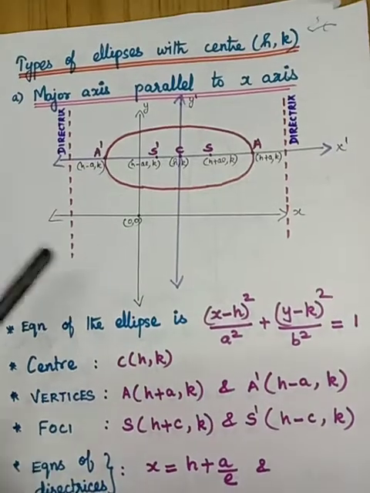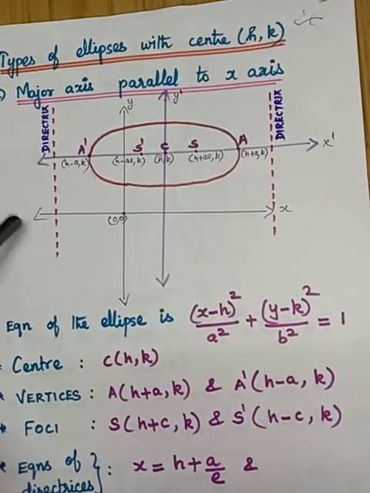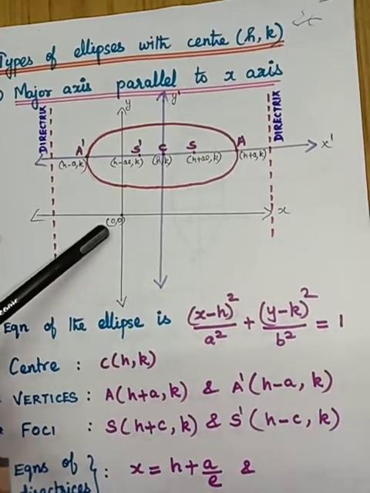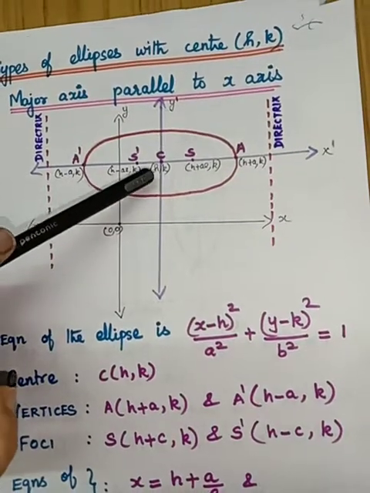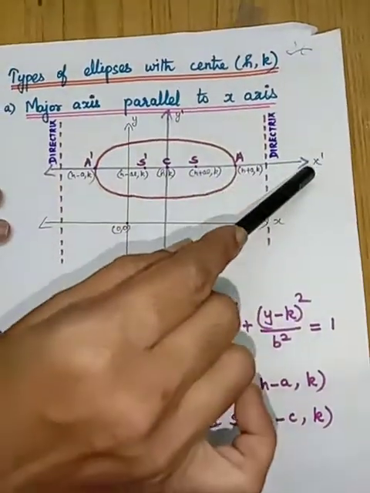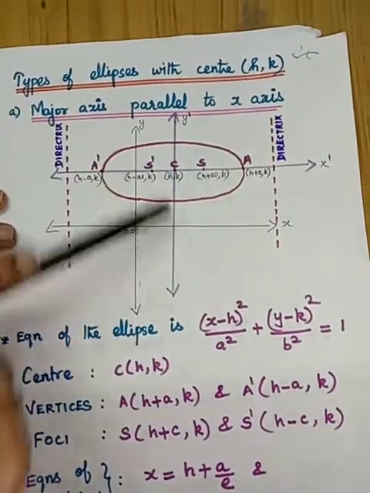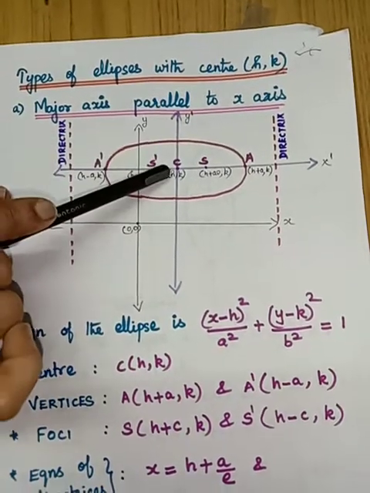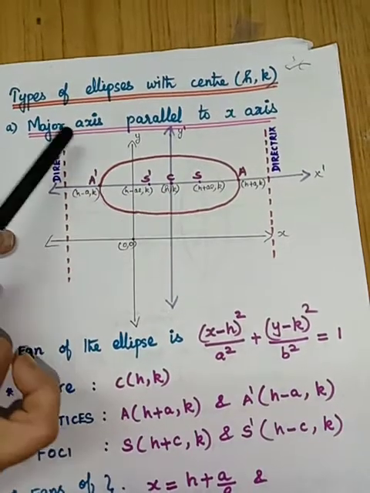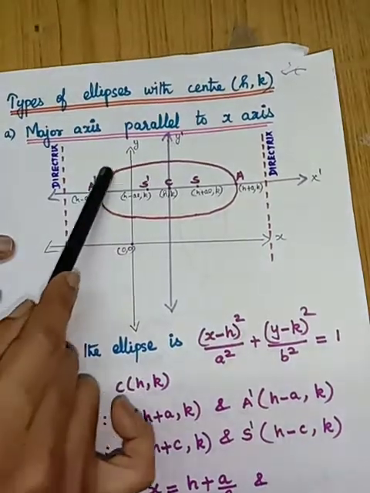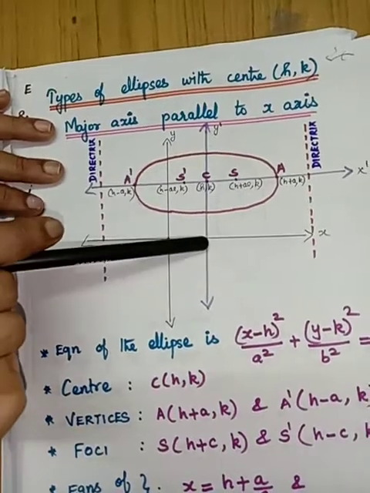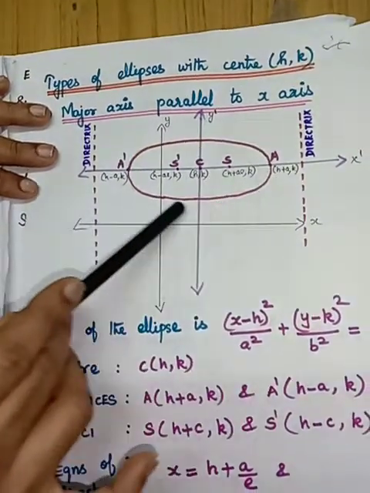Now, this is your x-axis and here y-axis. The point of intersection is 0, 0. Now we are going to take the center of the ellipse as h, k. Through that, the horizontal line is denoted as x dash. The vertical line is denoted as y dash. The point of intersection is nothing but the center of the ellipse, that is h, k. Your major axis is parallel to the x-axis, so this is your major axis, A dash. The shape of the ellipse will be like this.